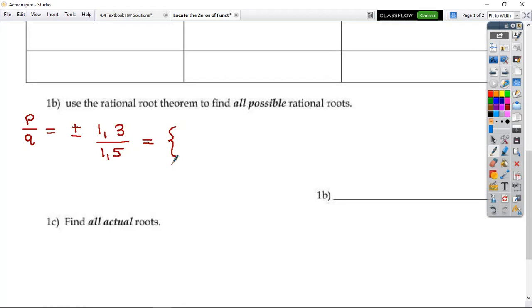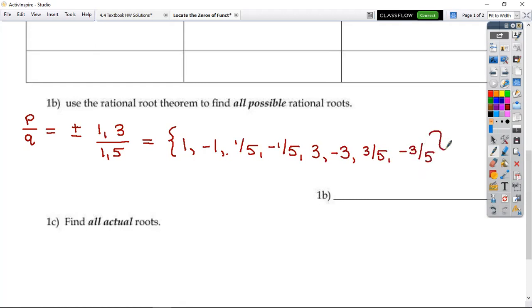So I'm going to do 1 over 1, which is 1. And then I would also have negative 1. I would go 1 over 5. And then I would also go negative 1 over 5. Keep going. I would do 3 over 1 and negative 3 over 1. And then I would do 3 over 5 and negative 3 over 5.